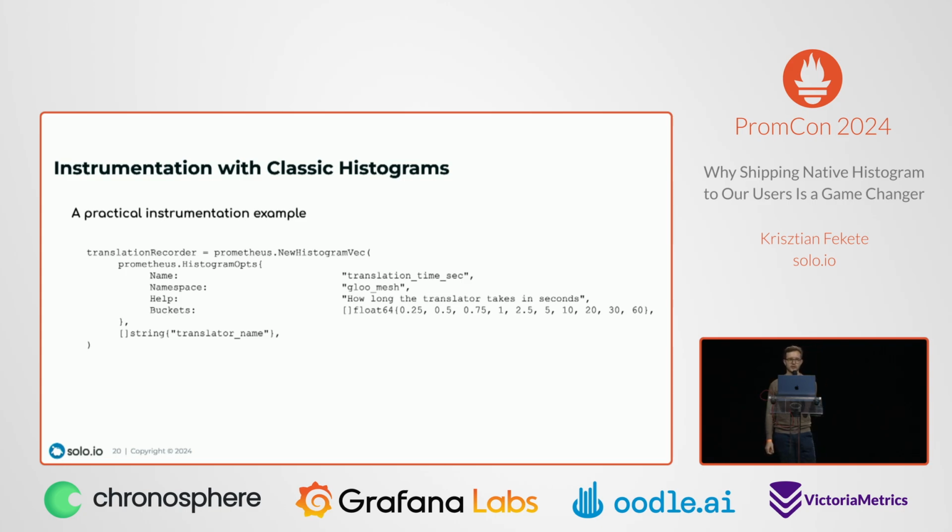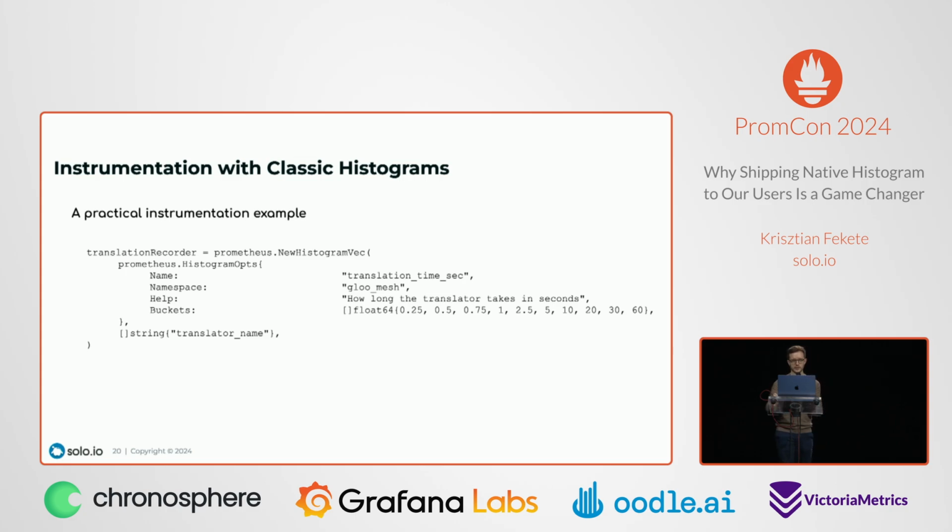This is how you would instrument a classic histogram in Golang. This is actually from our code base. We are tracking translation times. I will talk a very, very small amount of time about what kind of translation we are doing in our product. It's not that exciting or interesting, but it will help you to understand what's happening in our stack. But basically, you have translations, and the greatest way to visualize and measure translations is doing it with histograms.